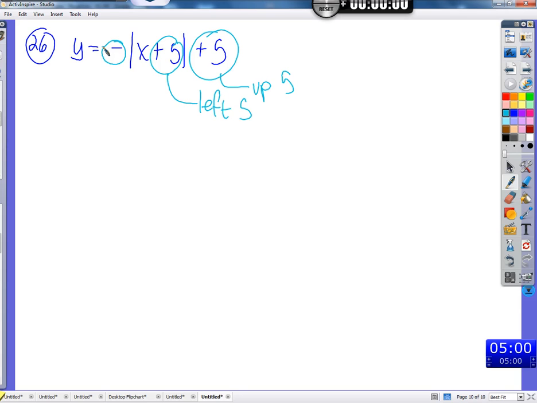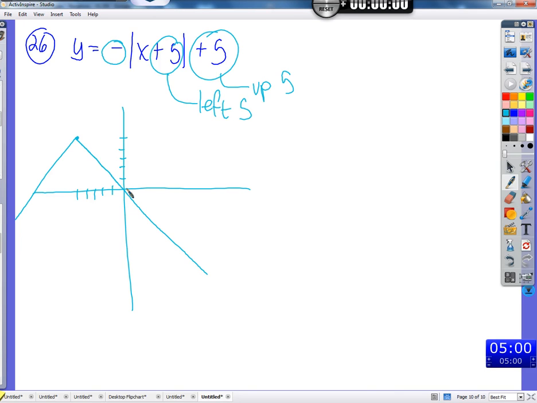It will open down. Whatever this number is, this is negative 1 right now, this is still the slope of the right side. Always the right side. Always. It's going to go up 5 and left 5, and it's going to open down, upside down. Or we just take it as the slope of the right side, which would send it right through the origin, since it's up 5 and to the left 5. If we follow the slope of negative 1, down 1, down 1, down 1, down 1, we go through the origin.